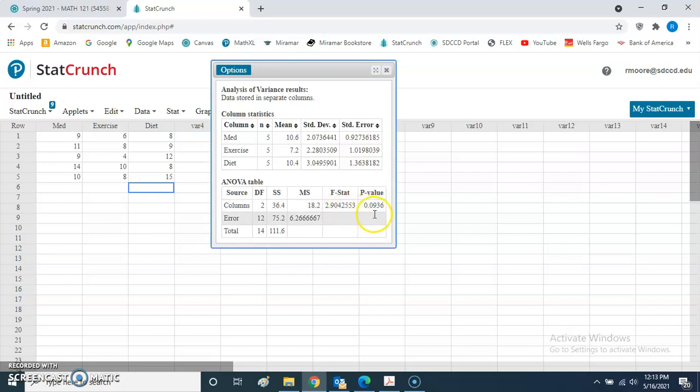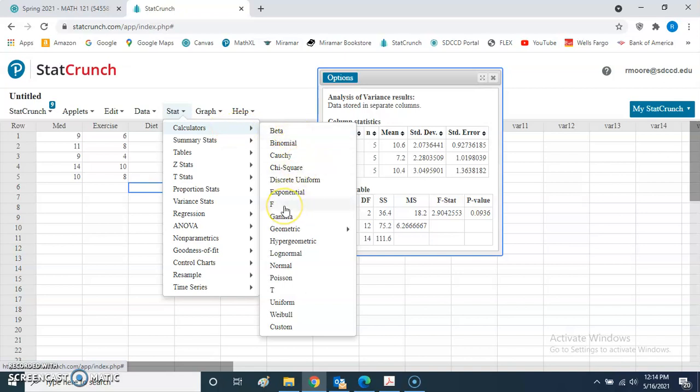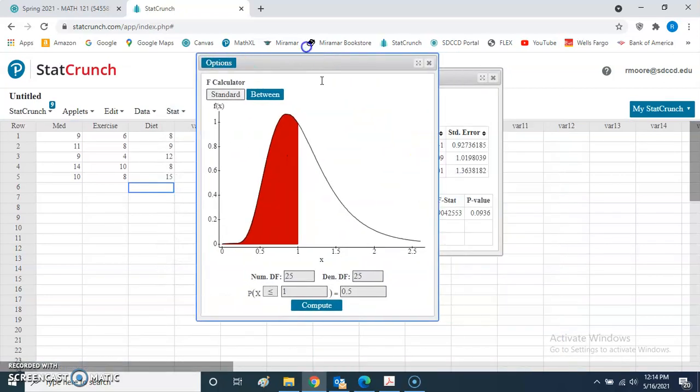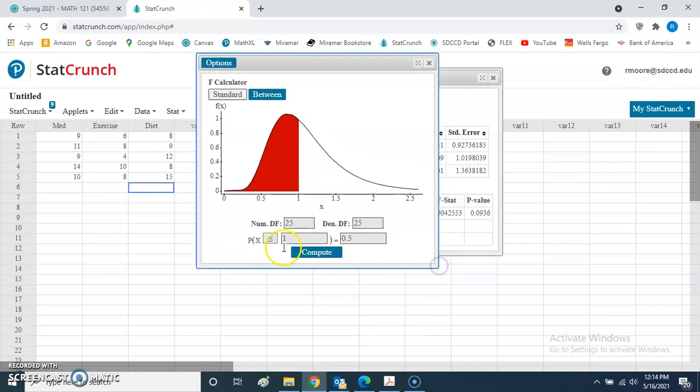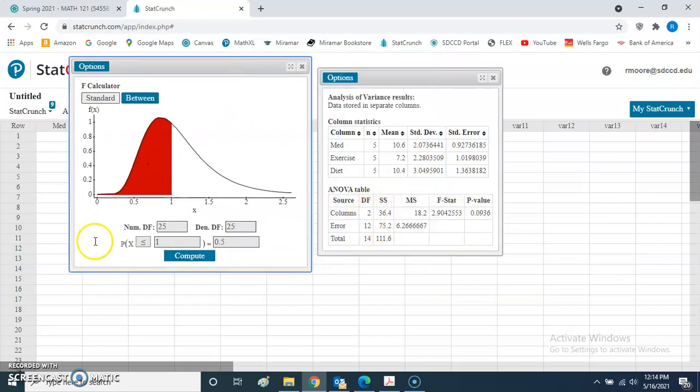If you wanted to do that p-value yourself, if you're curious, I know I'm going way further than what we need to answer our question, right? We got the F-stat, we got the p-value. If you wanted to investigate that p-value, there is a calculator for it. Calculators, there is an F calculator, and you could put it in. You could put in your F-stat there, the numerator degrees of freedom and the denominator degrees of freedom. Those are the K minus 1 and the N minus K, the 2 and the 12.